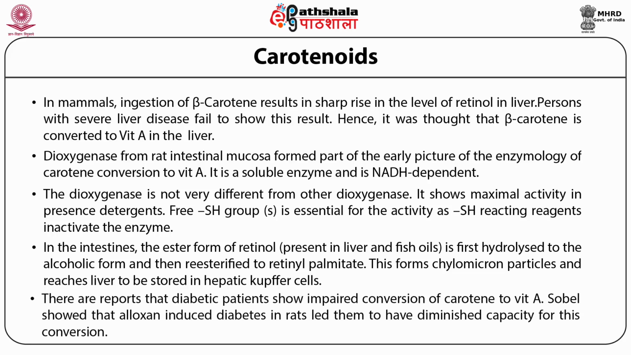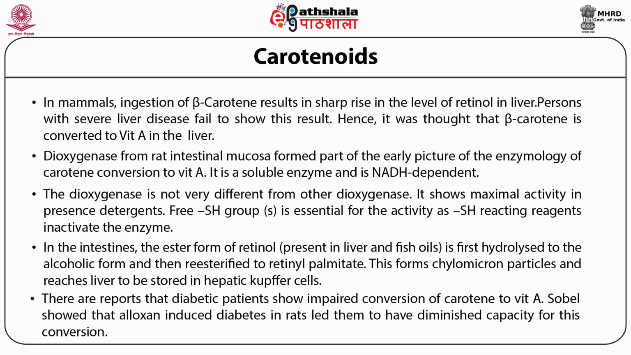There are reports that diabetic patients show impaired conversion of carotene to vitamin A. Sobel showed that alloxan-induced diabetes in rats led them to have diminished capacity for this conversion. Similarly, involvement of the thyroid in vitamin A production and its metabolism is suspected. Hypothyroid animals show poor conversion of carotenoids to vitamin A. Again, use of thiouracil or thiourea administration to decrease thyroid function also led to lower conversion to vitamin A.